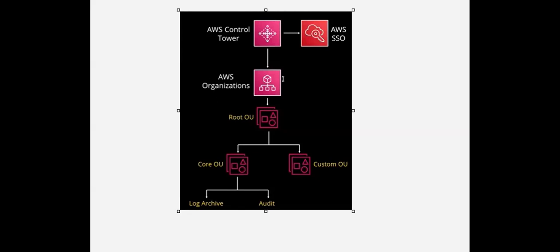Let's say this is the organization you created. Under this, you have a root organizational unit. This is the parent of all your organizational units, and you can create core organizational units and custom organizational units. Whereas these custom organizational units contain users and their related permissions, the core organizational unit related data is logs and auditing, monitoring your organization's work. All these things will be here.